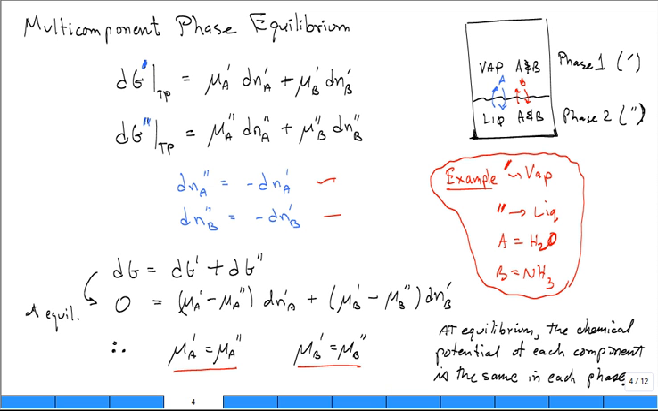So again, a good example is, think of vapor, liquid, and maybe A would be water and B would be ammonia. So a water-ammonia mixture, that's two-phase.